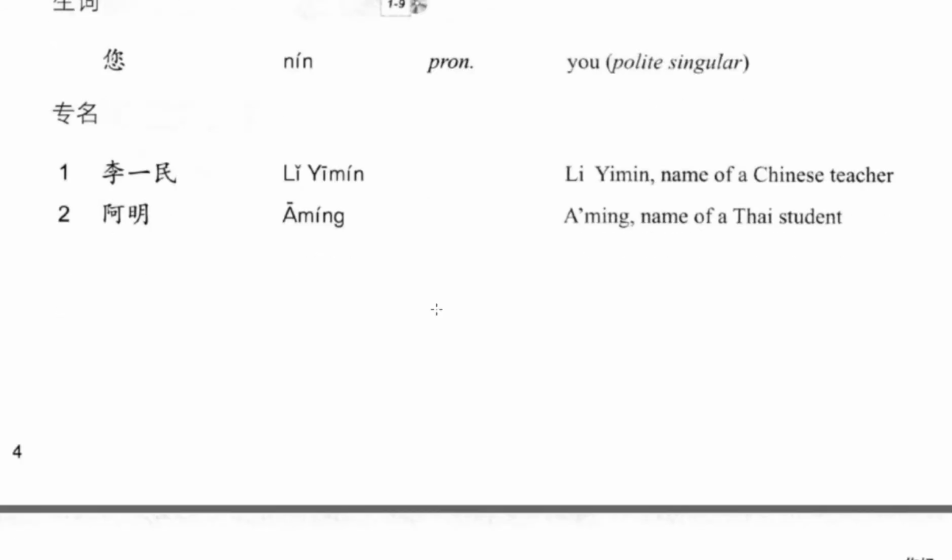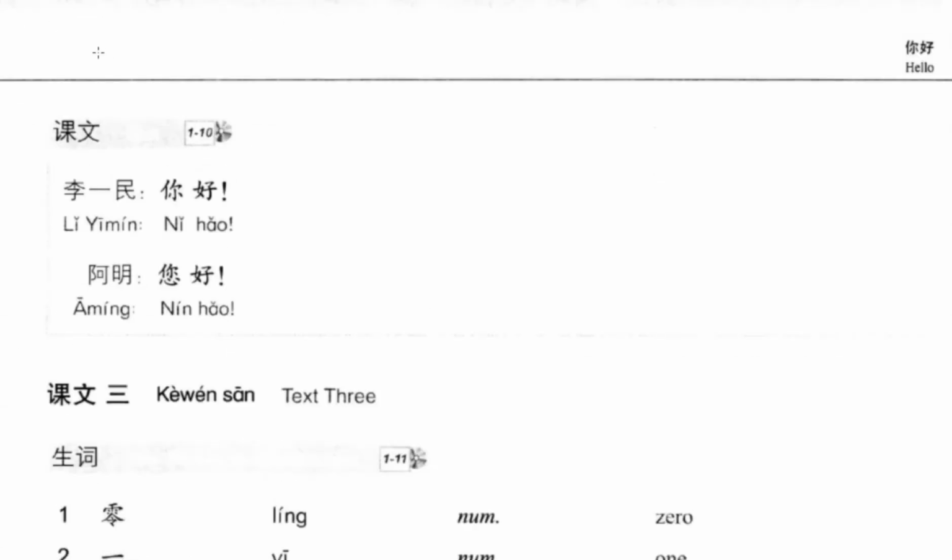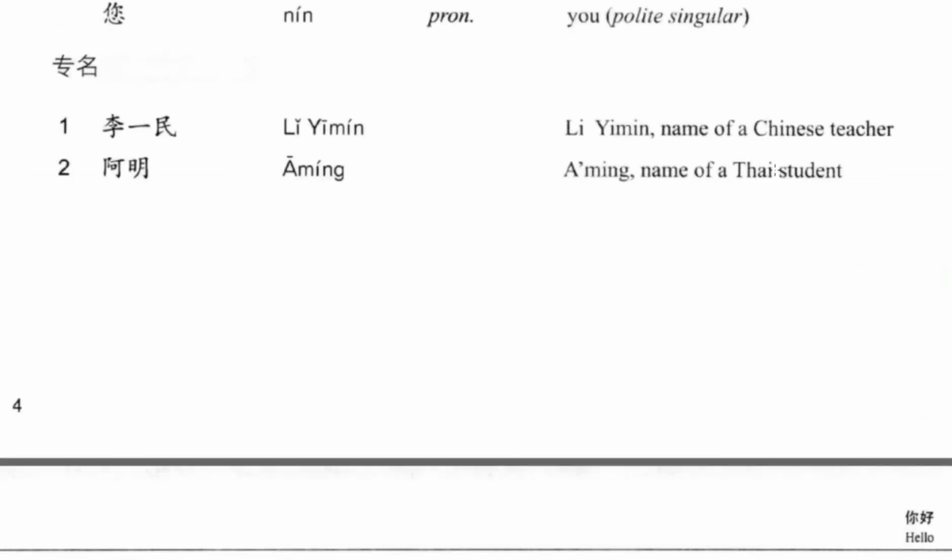Okay, simple one. Here the test. 李一民 says 你好 and Amin says response like 您好, because Li Yimin is a Chinese teacher, so you need to answer the teacher in polite way. Use the polite singular you.